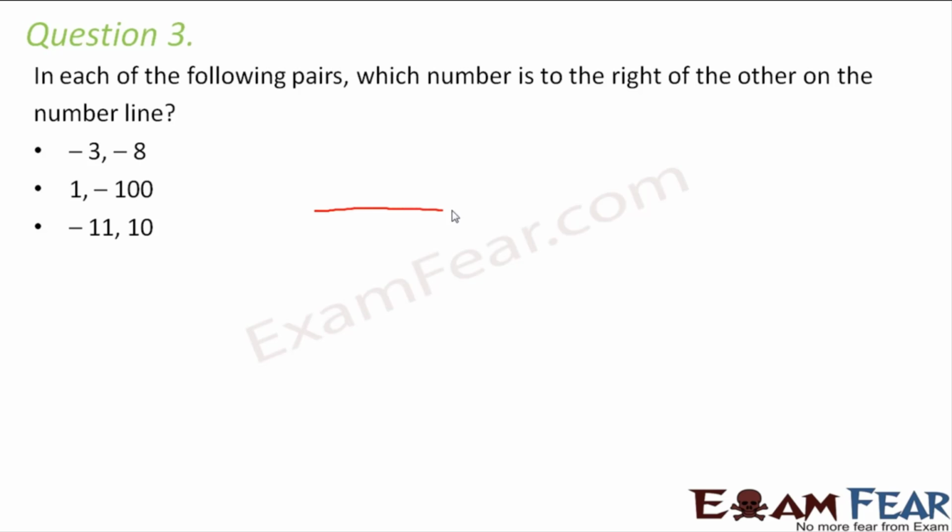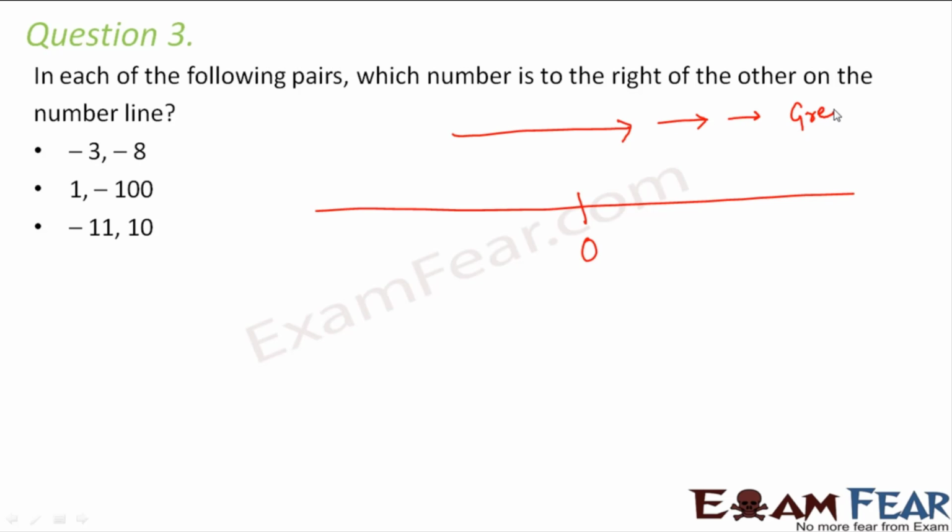So let us say this is a number line, and what we have learnt is if this is 0, as you move towards the right on a number line, you move towards the greater number. So let's compare -3 and -8. Out of -3 and -8, which is greater? The value of 8 is greater, so overall -8 would be smaller. So -3 is greater than -8. That means -3 would lie to the right of -8.